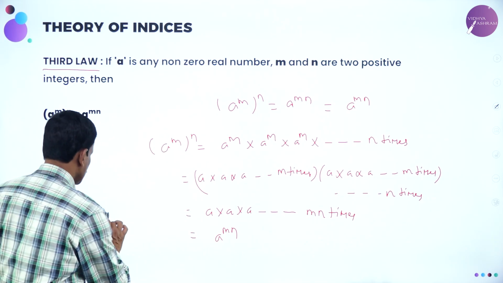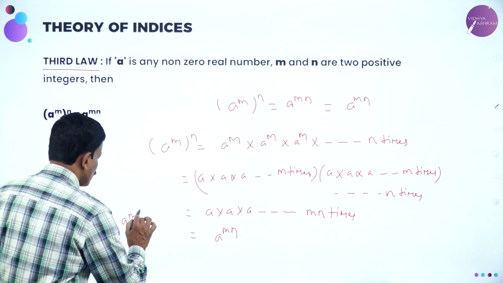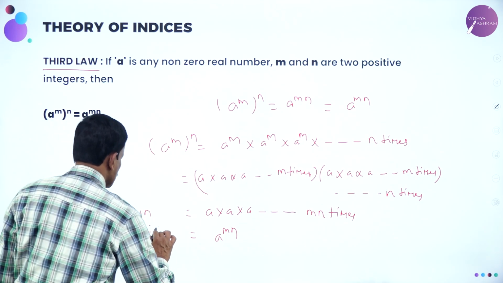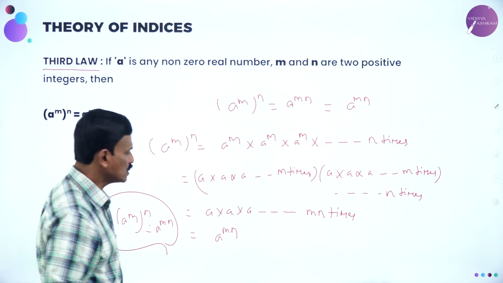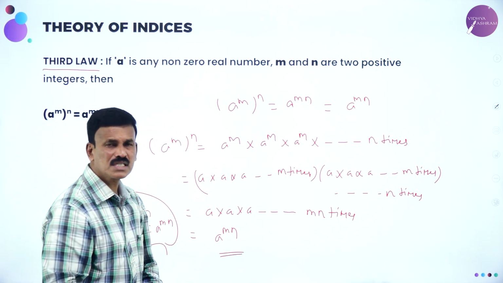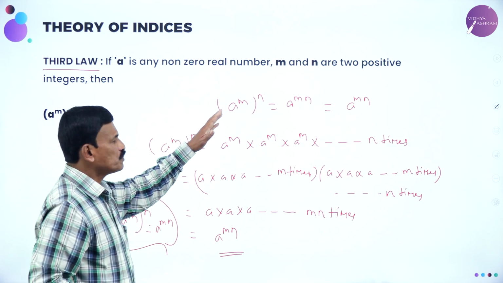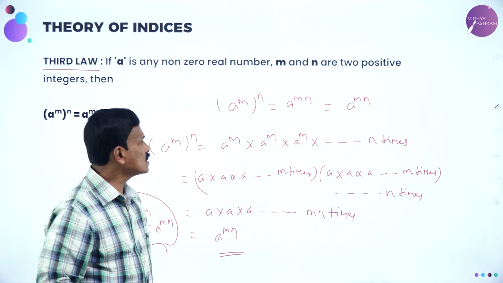That's it. Okay. So what is the conclusion? Therefore (a to the power of m) whole raised to n is also equal to a to the power of m into n. That is the proof. Very simple. See here, very simple concept. What is to prove? (A raised to m) whole raised to n is a raised to mn.